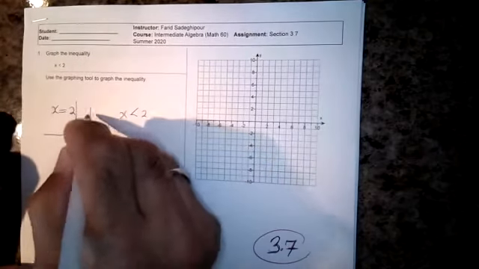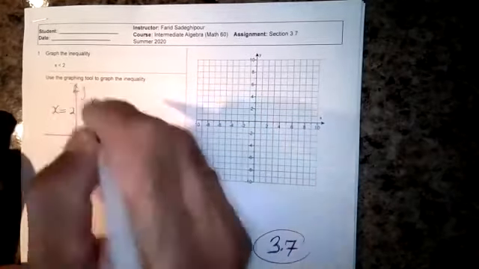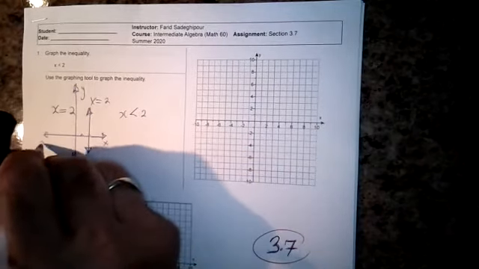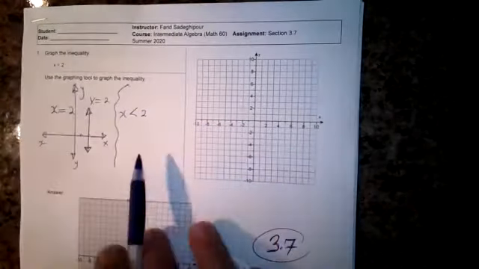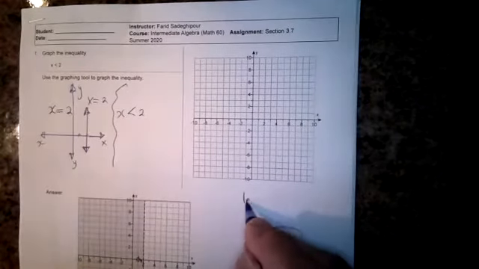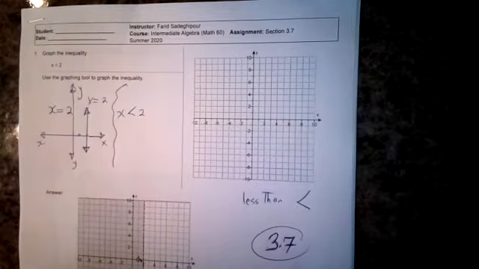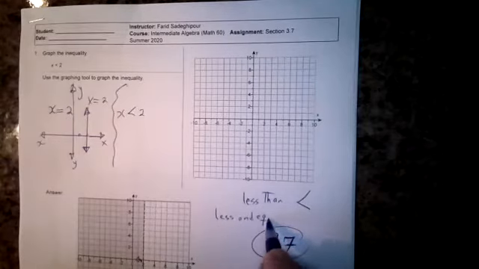This is the graph of x equal to 2. Now, what's the difference between that and x less than 2? So you understand, for inequality, for less than, we are using this symbol. For less and equal, we also have this one.